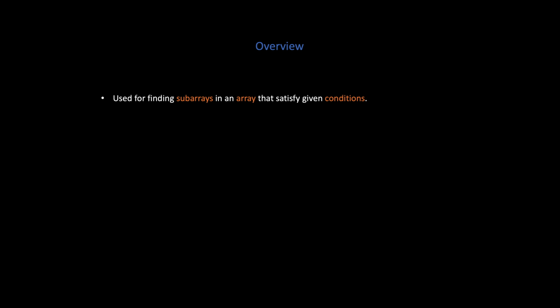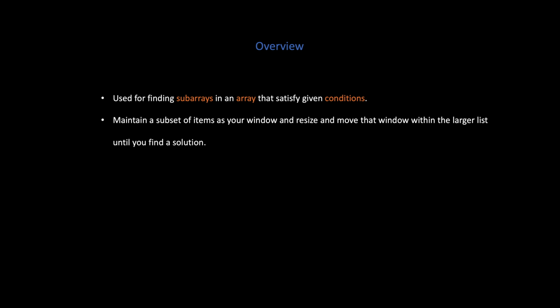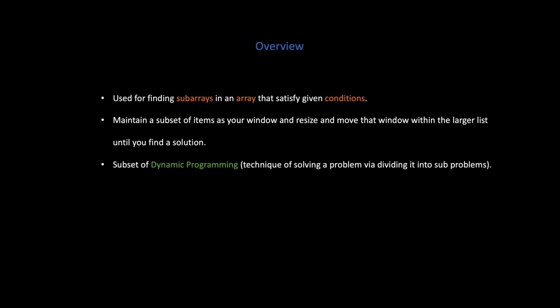Overview. Sliding window technique is a method for finding subarrays in an array that satisfy given conditions. We do this via maintaining a subset of items as our window and resize and move that window within the larger list until we find a solution. Sliding window technique is a subset of dynamic programming.